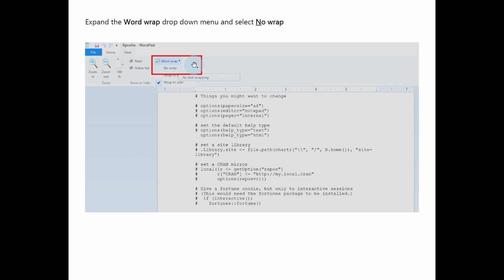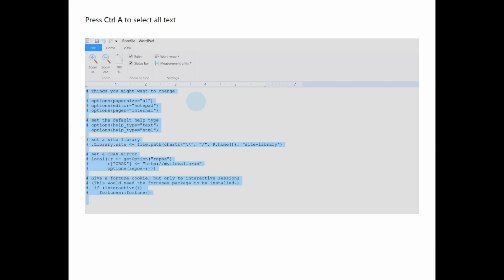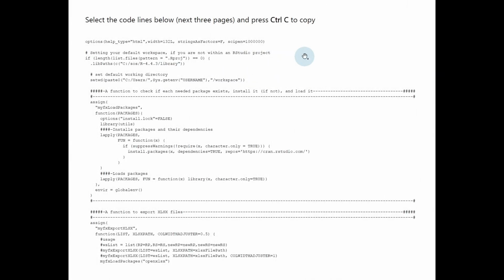By default, WordPad wraps long lines of text. To avoid this, expand the Word Wrap drop-down menu and select No Wrap. Press Ctrl-A to select all default text. This is a preview of the few things James likes to get when the R software is initialized. You are welcome to pause the video here. Go to the description section. There you can find sample code you may include in your Rprofile.site file.